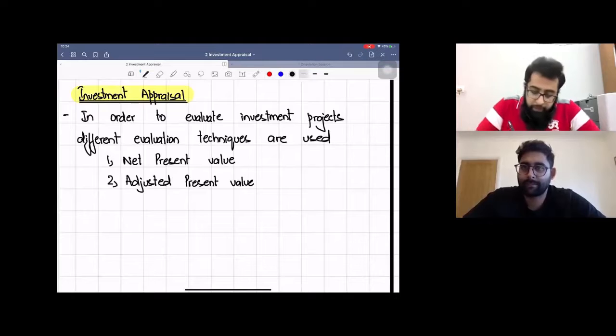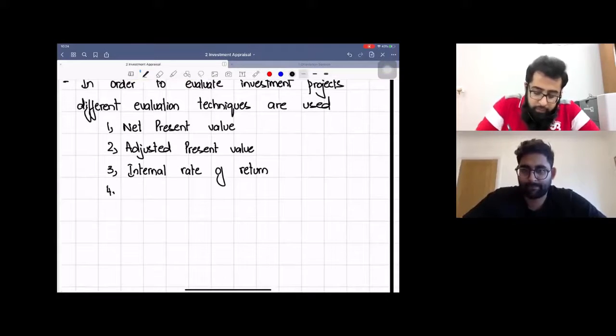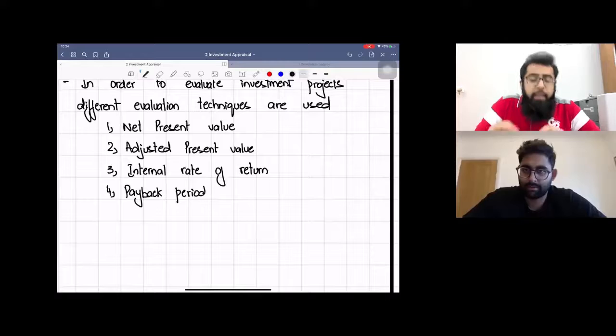Okay. The third technique is IRR, internal rate of return. That was a very easy technique, a simple formula. Then one technique is payback period. You'll go through each one quickly, won't you? Yes, we will go through each technique. We will discuss the questions on them.